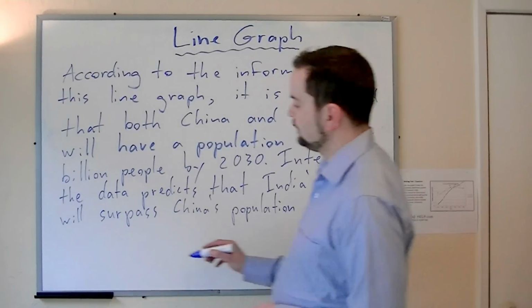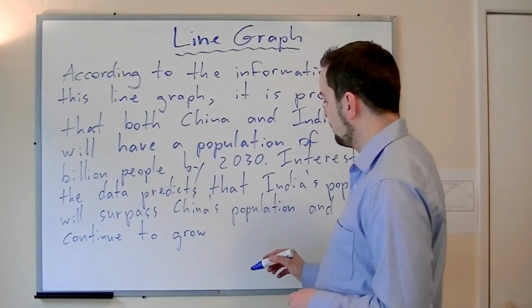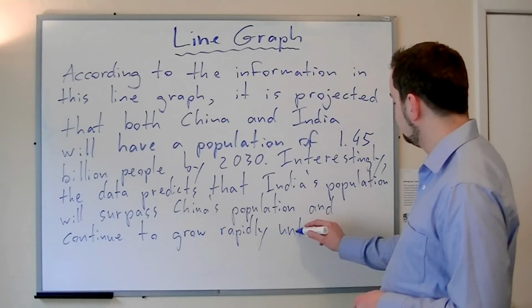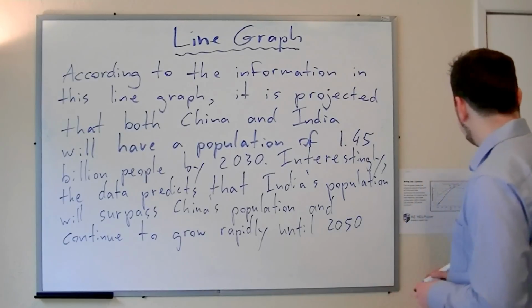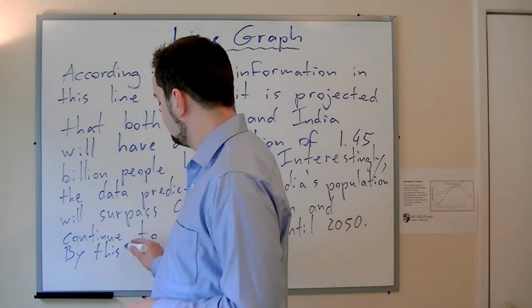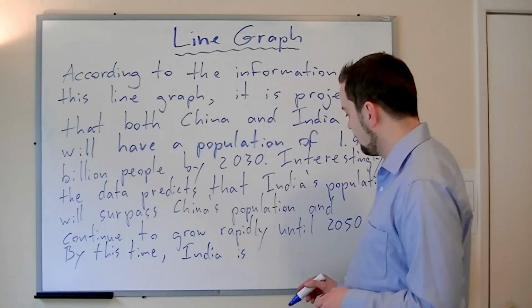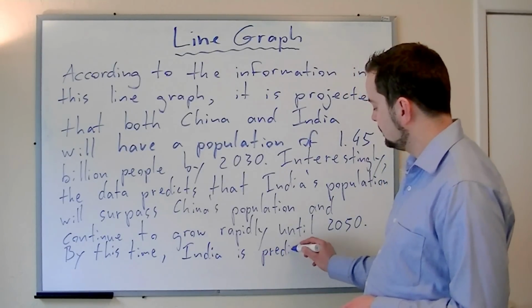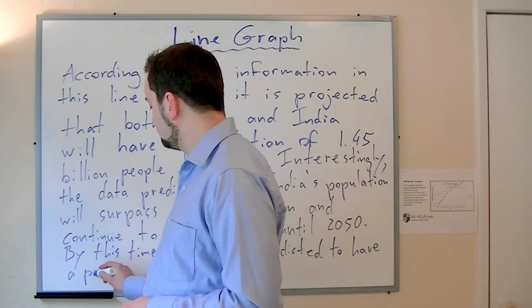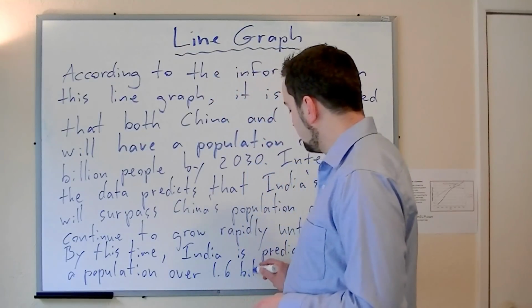and continue to grow rapidly until 2050. By this time, India is predicted to have a population over 1.6 billion.